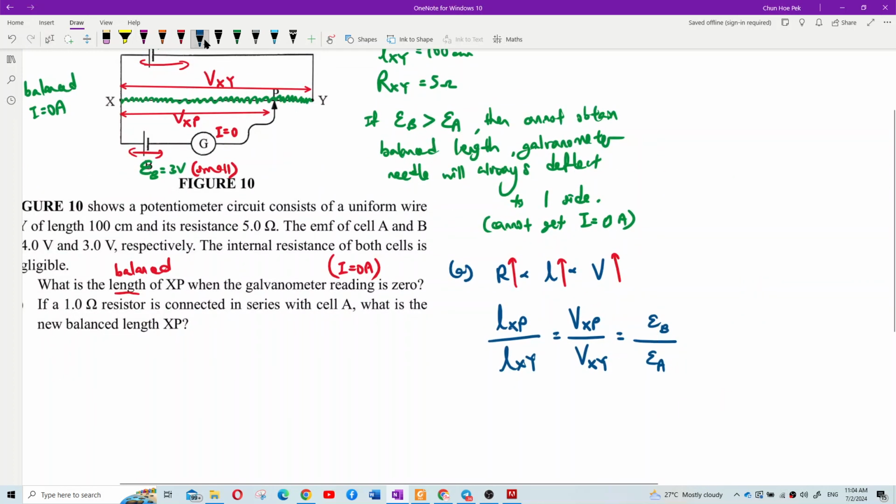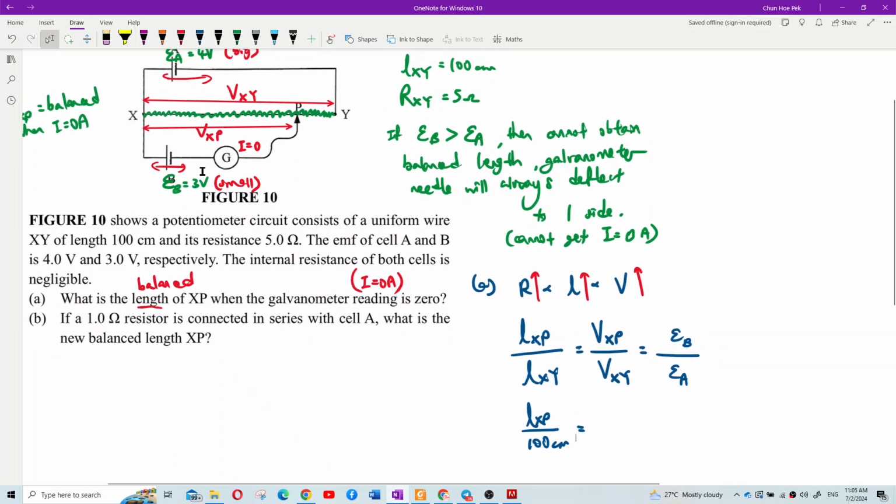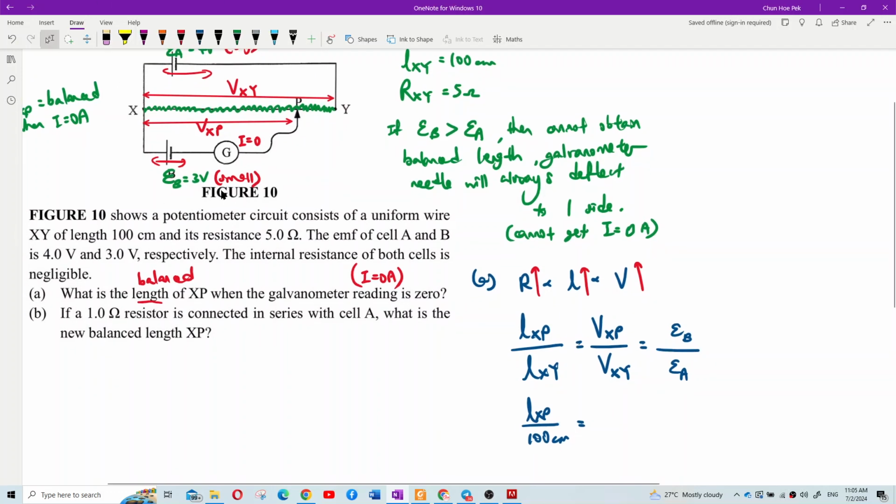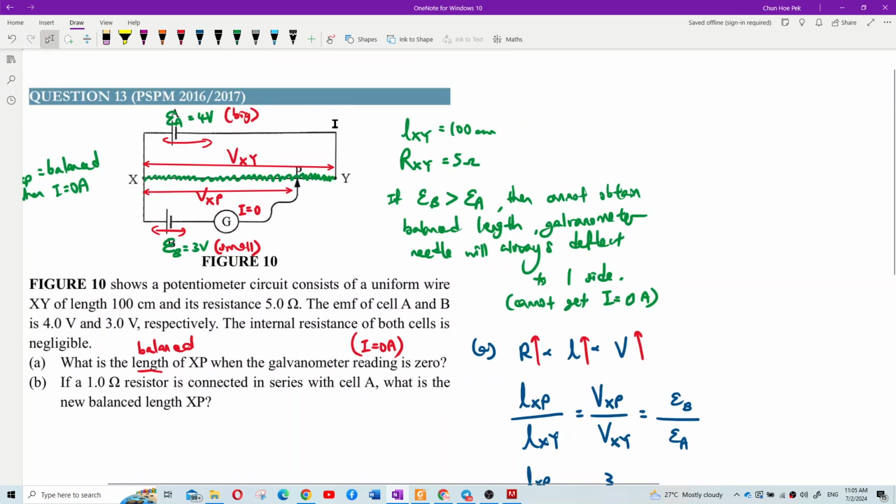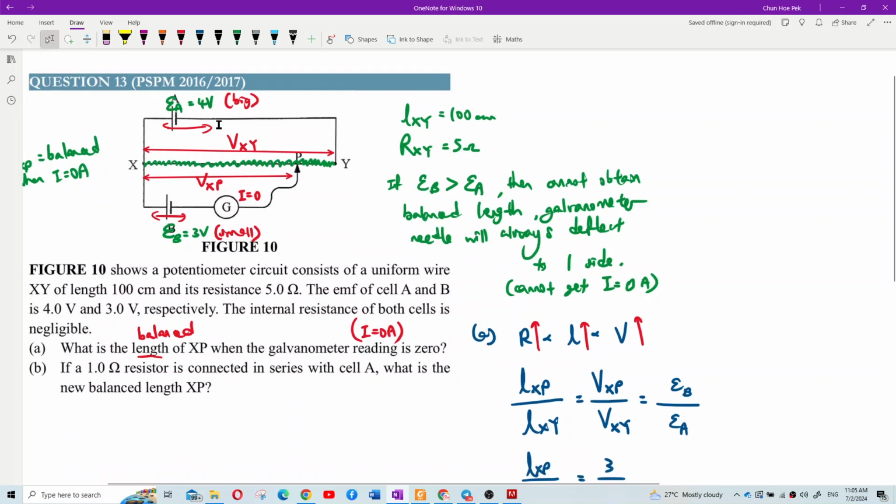Okay. So continue. So LXP over 100 cm equal to EB. EB ialah berapa? 3 volt. EA is for a long wire, so 4 volt.